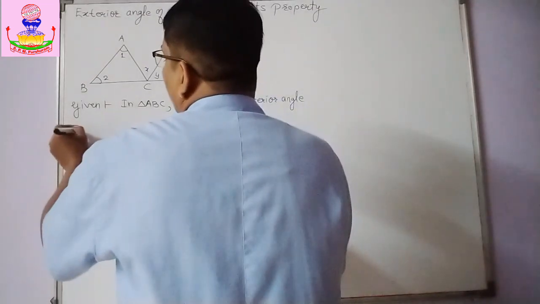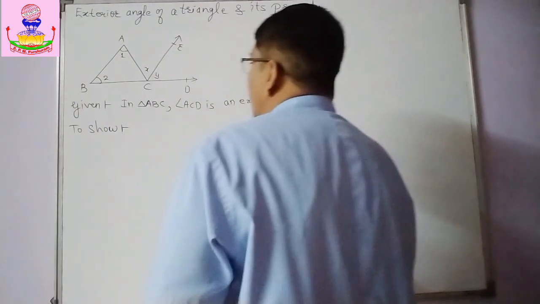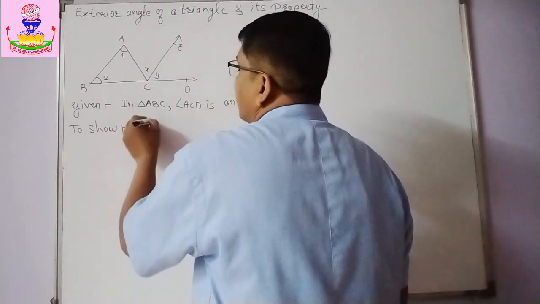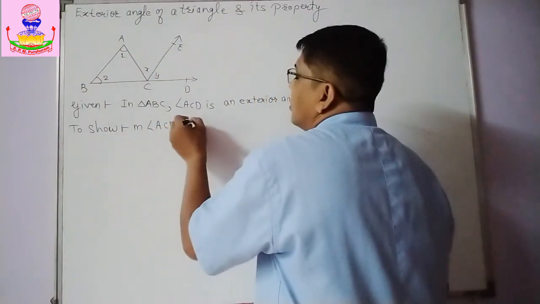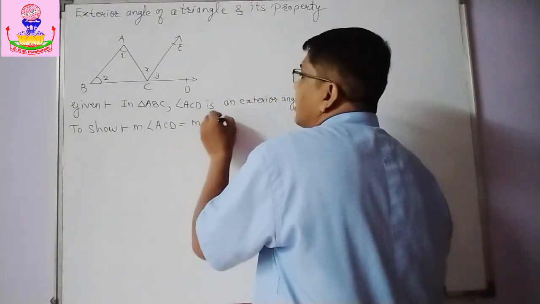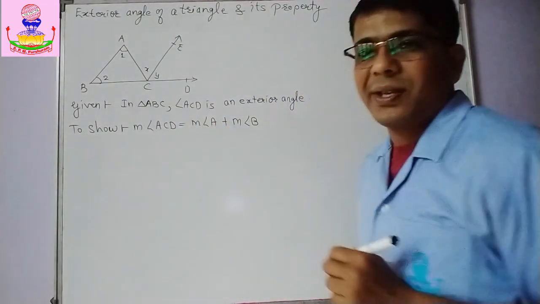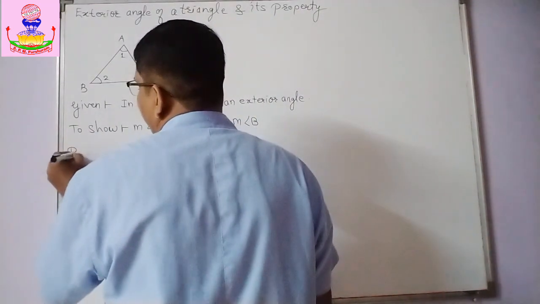What you have to show, or to prove, is that measure of angle ACD is equal to measure of angle A plus measure of angle B. Now let us go for the logical proof.